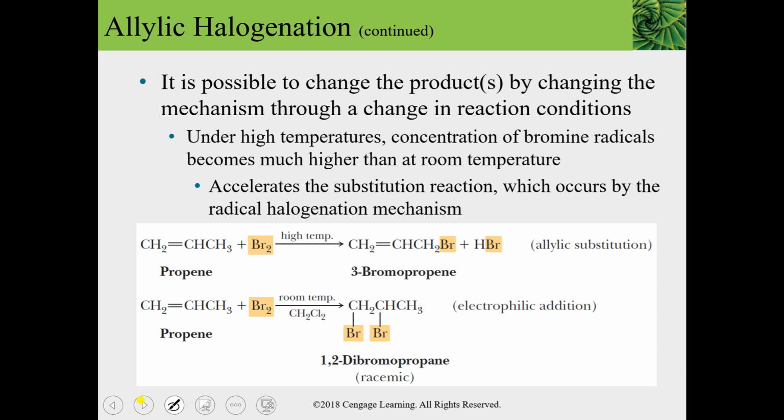So if I look here and I compare an addition of bromine under high temperature conditions versus room temperature conditions in an inert solvent, in high temperatures or those radical conditions, we're going to get the allylic substitution. Allylic substitution means it goes onto the allylic carbon because an allylic hydrogen has been removed, forming a radical on that allylic carbon. At room temperature in inert solvents, we're going to get the electrophilic addition, where the double bond is broken and the bromines will attach to the carbons that were involved in the double bond. You can kind of think of this like anti-Markovnikov versus Markovnikov, all right?